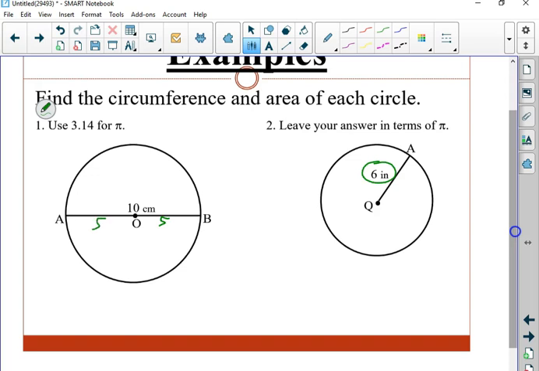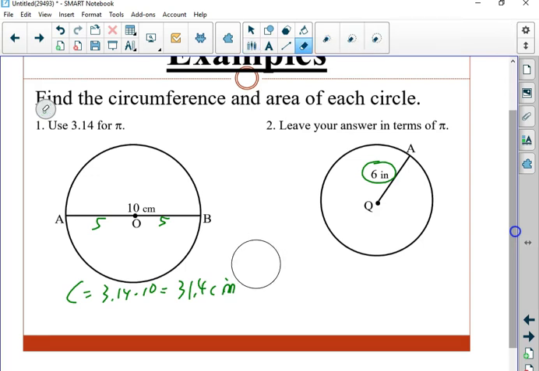So 5 and 5. Circumference is, I like to do pi times diameter if you have it. So it's going to be 3.14 times 10, which is just 31.4. Not square centimeters, just centimeters. All right? 31.4 centimeters, because it's just the length around the circle.